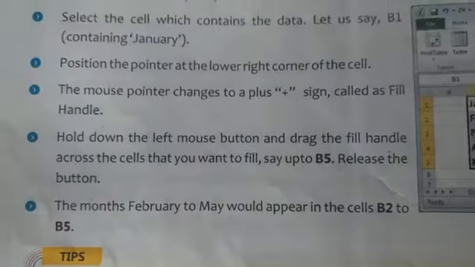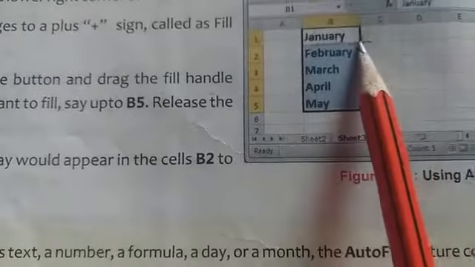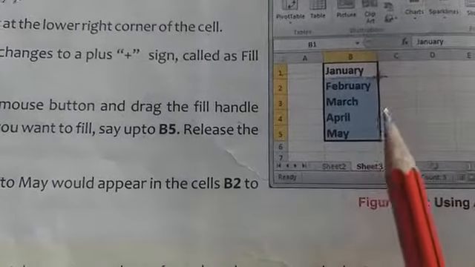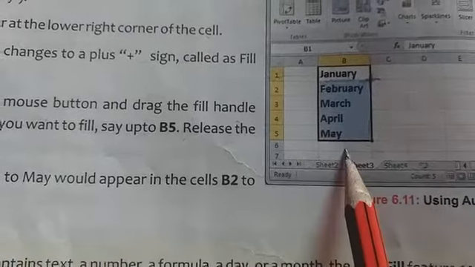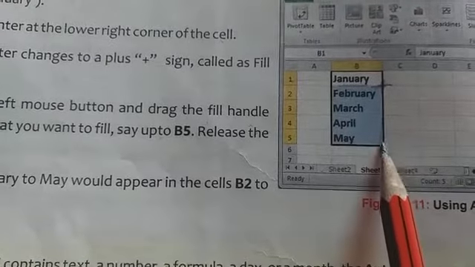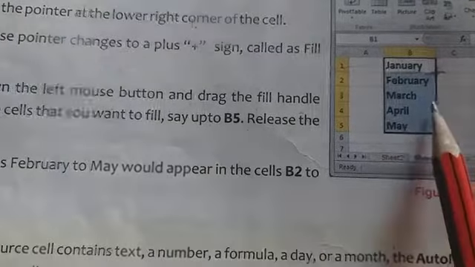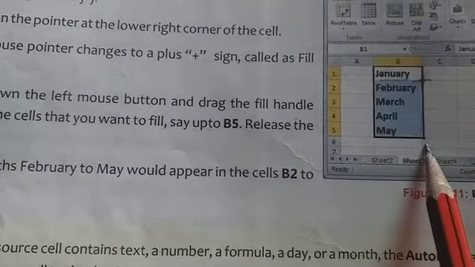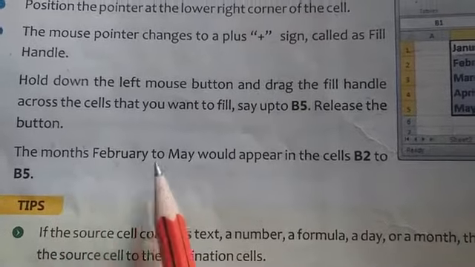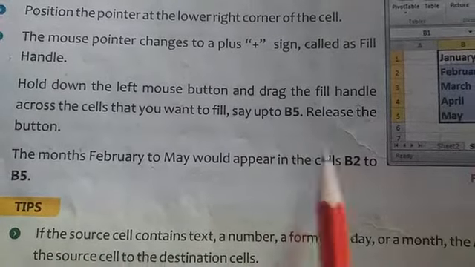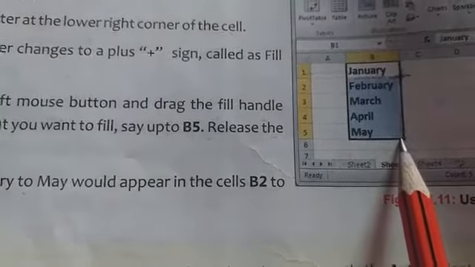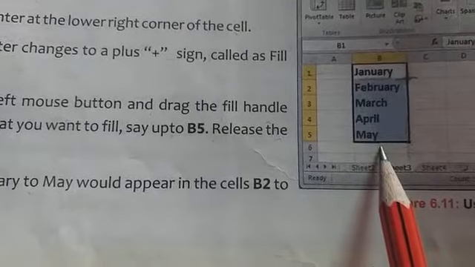After this, you have to hold down the left mouse button and move it downside till the cells that you want to fill the values. Move your mouse pointer or handle downside, and after that you have to release the button. The months February to May would appear in the cells B2 to B5. Whenever you release the mouse pointer, it will fill all the values.